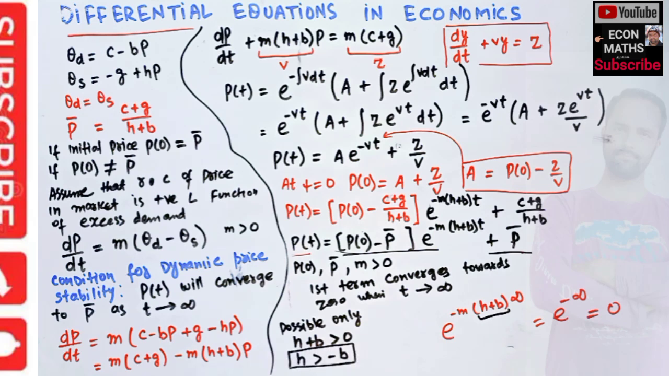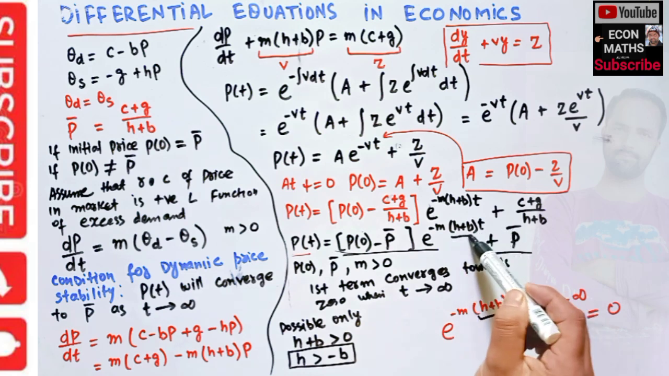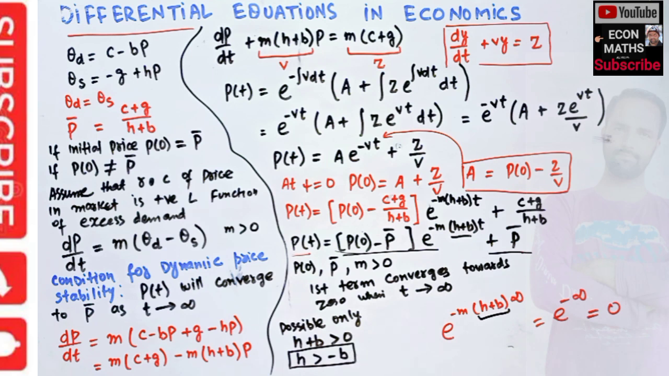Okay, when h is greater than minus b, then this first term on the RHS will equal 0 as t tends to infinity. Okay, and our dynamic stable condition will be fulfilled. This will happen only when this h plus b is greater than 0. If it is not greater than 0, if it is less than 0, so what will happen here? It will become e raised to the power minus m, minus m. So it will become a negative number. Let us say it is anything minus. So minus into minus will become plus.